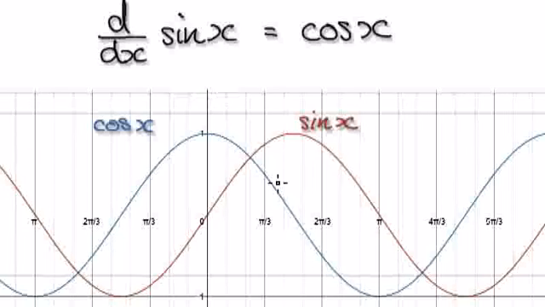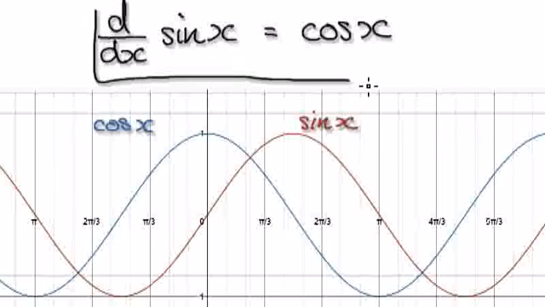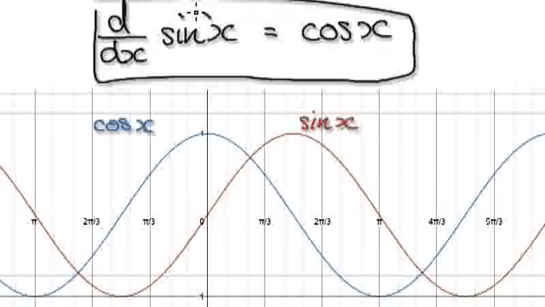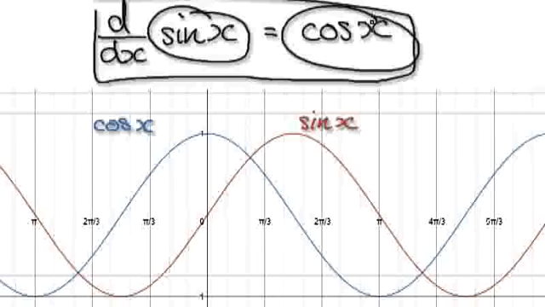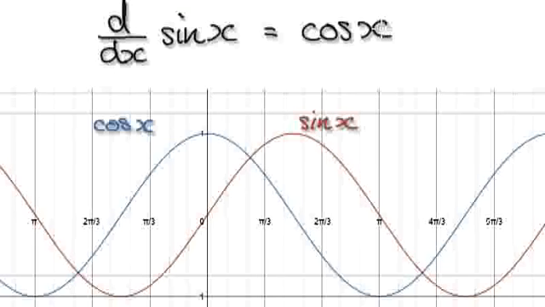Okay, so looking at these two graphs, you can actually see that the derivative of sine of x is cos of x. Okay, it tallies up, it matches up.